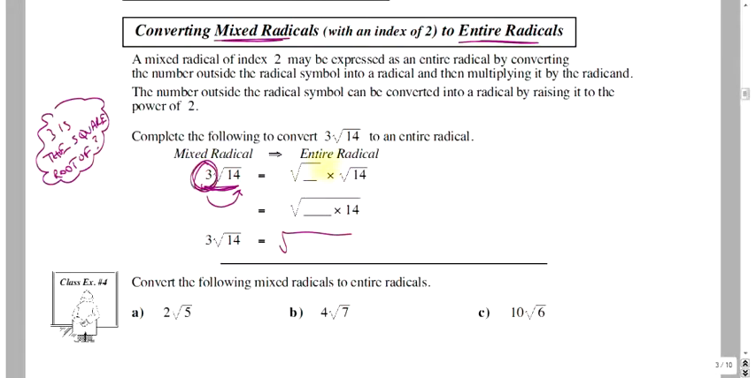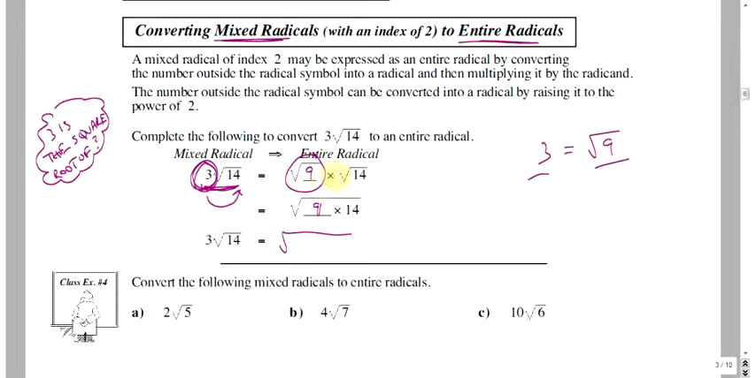I want to make it a radical. I want to make it square root of something. So the square root of what is 3? It's 9. Right? Square root of 9 is 3. Is this the same as that? It is. I haven't changed it. This is 3. This is 3. But now it's a radical.